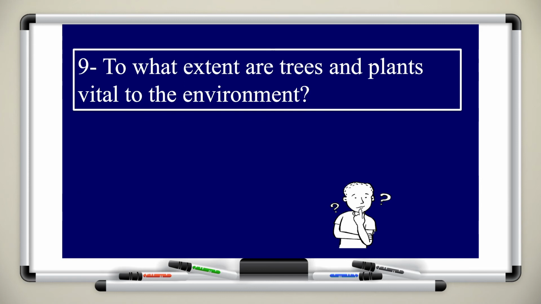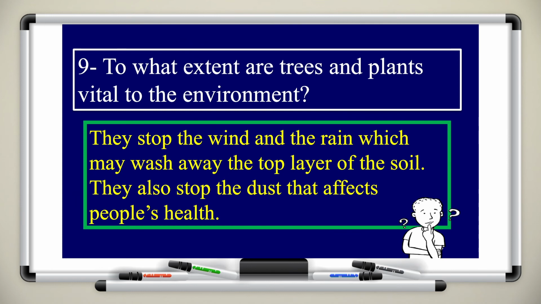To what extent are trees and plants vital to the environment? They stop the wind and the rain, which may wash away the top layer of soil. Do you remember we also took this question as a set book in episode 16? They also stop the dust that affects people's health. We're done with the comprehension. Let's move on to the translation.